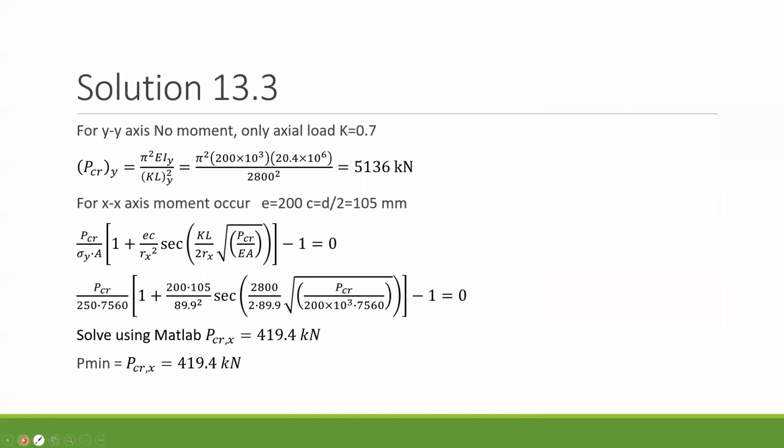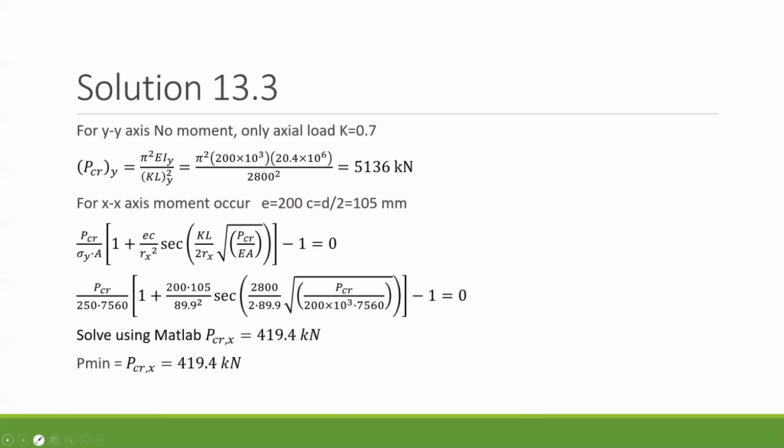After that, first of all, I want to start with the easiest one. You can see y-axis, no moment on axial load, k is equal to 0.7. I put in pi squared EI over KL squared, and after that, we obtain the P critical, which is 5,136 kilonewton. For x-axis, moment occurs, eccentricity is given, eccentricity is equal to 200, and also C.